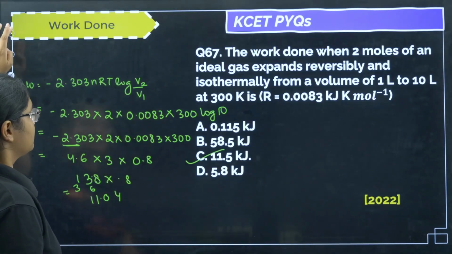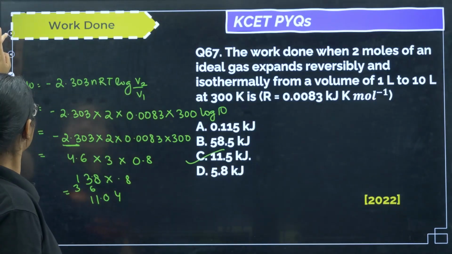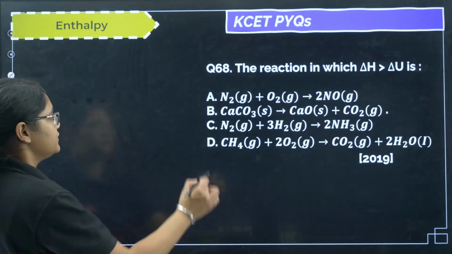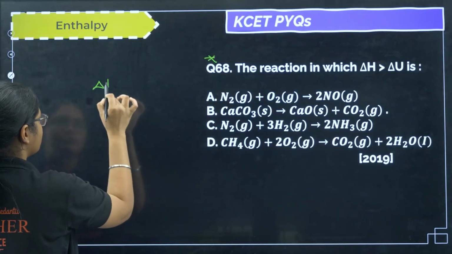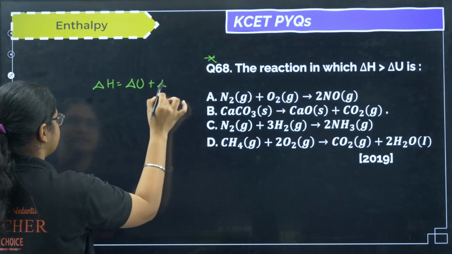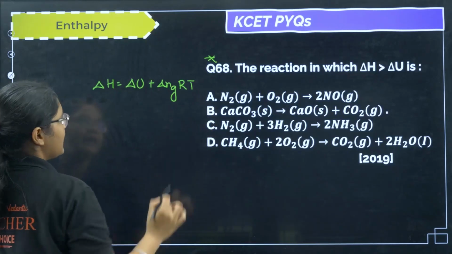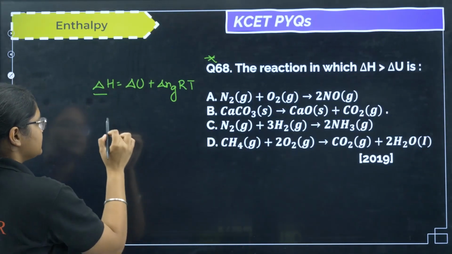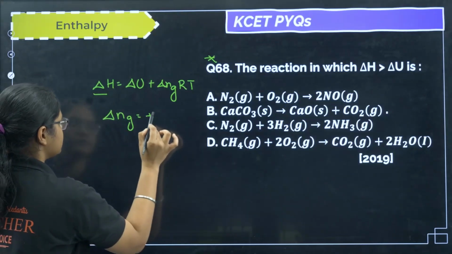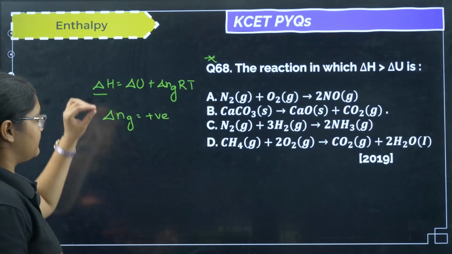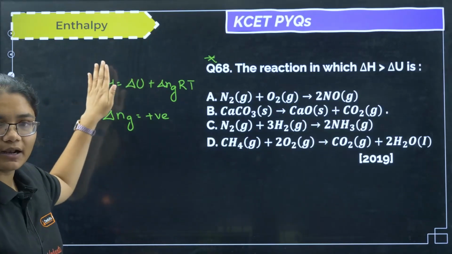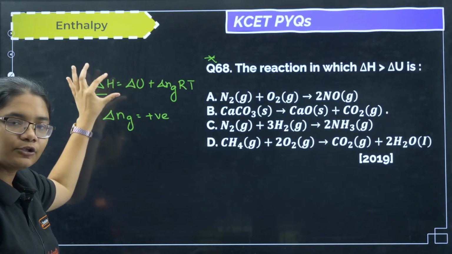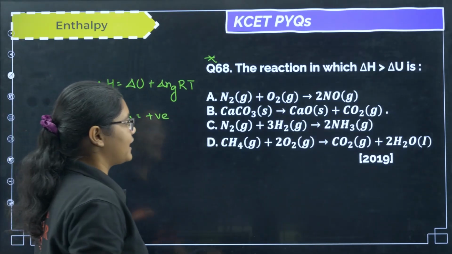Okay, next, moving to question number 68: the reaction in which delta H is greater than delta U. This is also a very important question. We have this formula, right? Delta H is equal to delta U plus delta NgRT, right? And I want a condition where delta H is greater than delta U. So in that case, you should know that delta Ng should be positive. If delta Ng is positive, that means if I add these two numbers, then I am getting a bigger number. So obviously delta H is bigger than both of these numbers, and delta H will be bigger than delta U also. So in which option will I have delta Ng positive?